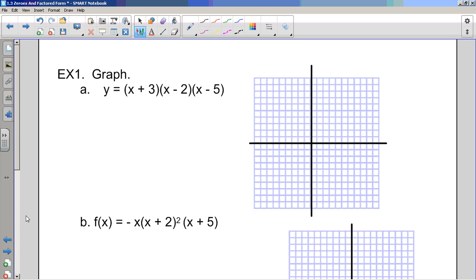So we've got a couple of homework examples. We know this is a degree 1, 2, 3.